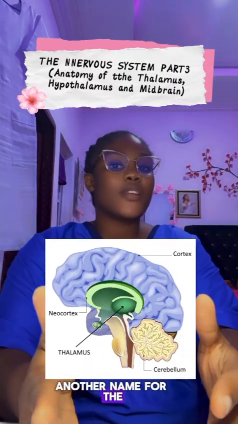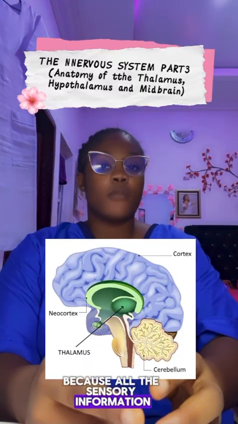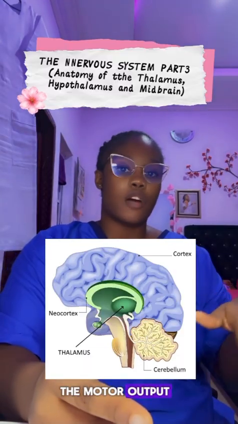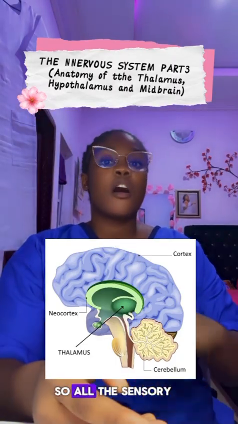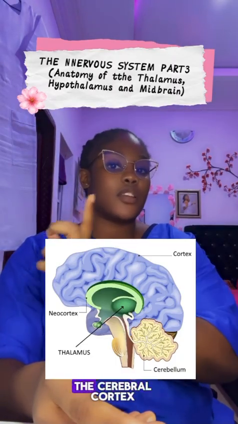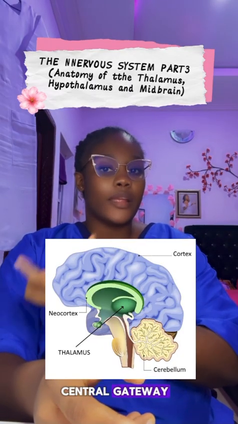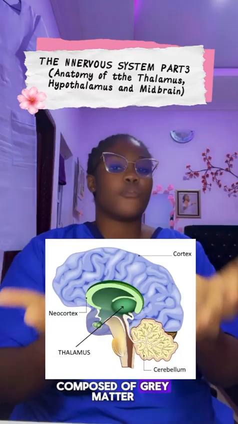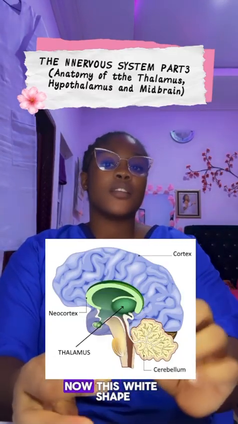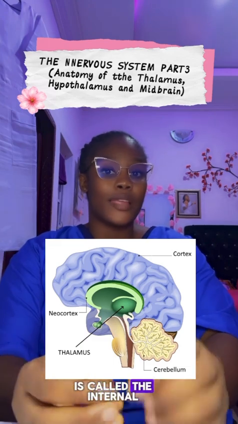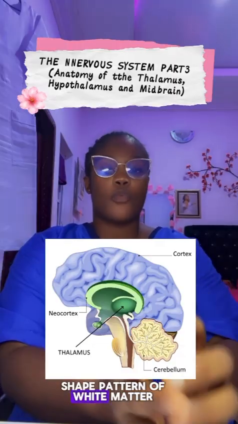brainstem. Another name for the thalamus is the central gateway because all the sensory information, remember sensory information and the motor output, sensory information gets to the brain and the brain responds with motor output. So all the sensory information, before getting into the cerebral cortex, passes through the thalamus. That is why the thalamus is called the central gateway. Now the thalamus is composed of gray matter, as I said earlier, but it has a Y-shaped partition of white matter. Now this Y-shaped partition of white matter is called the internal medullary lamina. That is the Y-shaped pattern of white matter.